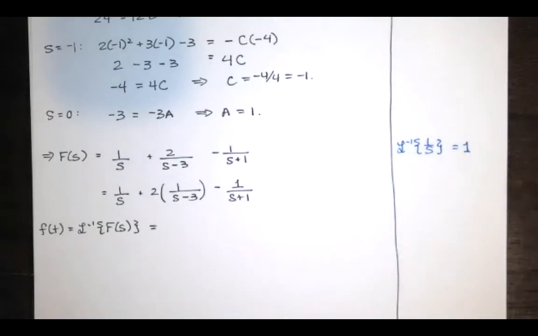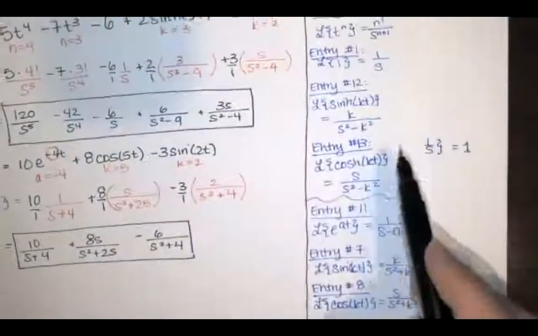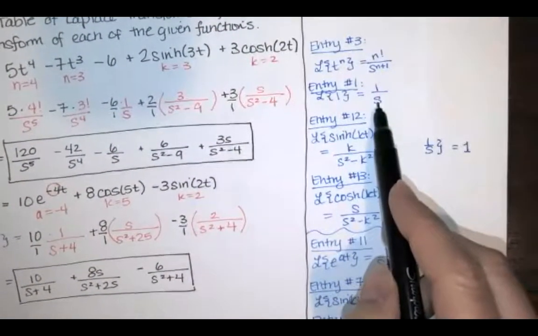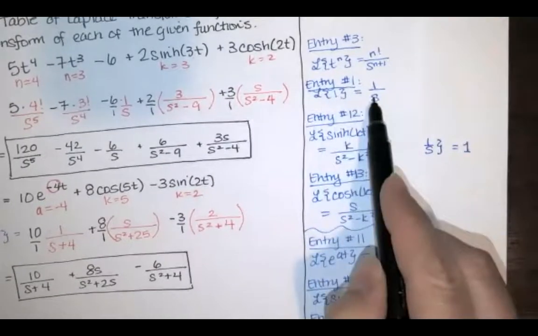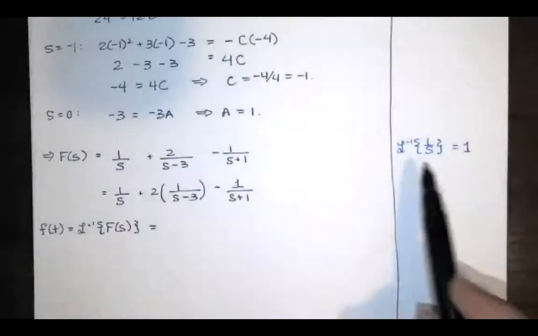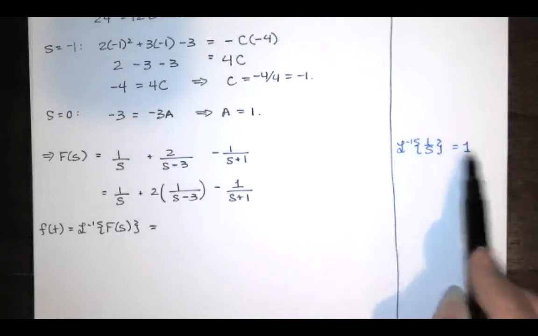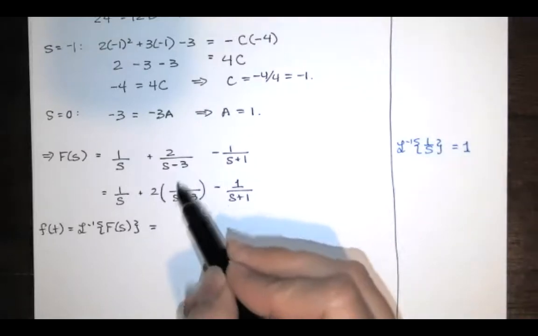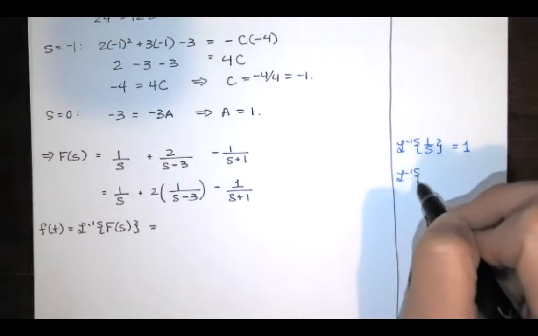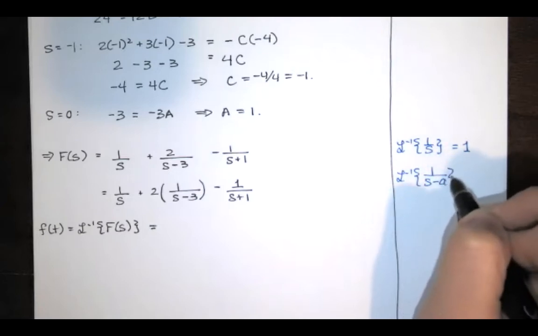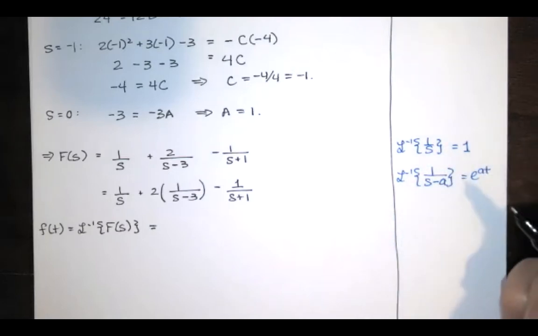So when we're looking at our table, we've got an f of t column and an f of s column. So rather than going from right to left, we're going from left to right, basically. Or if you want, you can write it in the reverse order. So the inverse transform of 1 over s is 1, and these look like 1 over s minus a. The inverse transform of 1 over s minus a is e to the at. Those were from entries number 1 and number 11, but I've written them backwards.